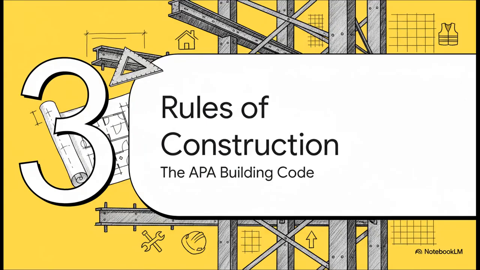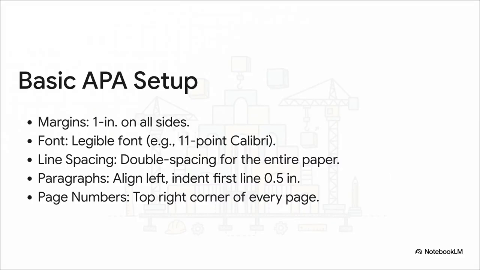So, you've got your blueprint picked out. Awesome. But any good architect will tell you you have to follow the local building code. It makes sure everything is consistent, safe, and easy for people to understand. In academic writing, our building code is often a formatting style, like APA. Now, these 5 rules might seem kind of basic, but they create the entire look and feel of your paper.